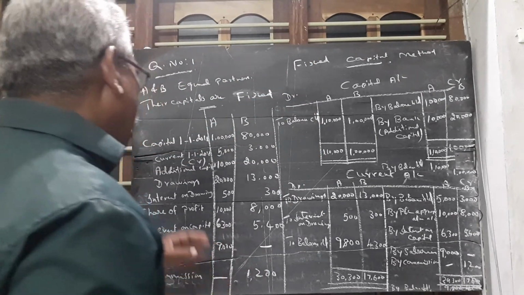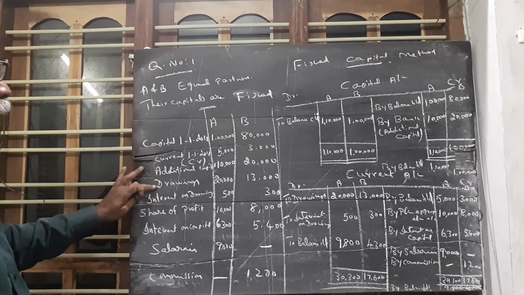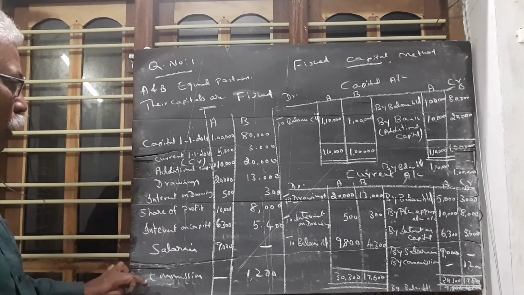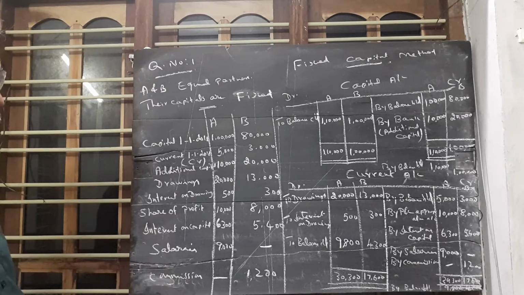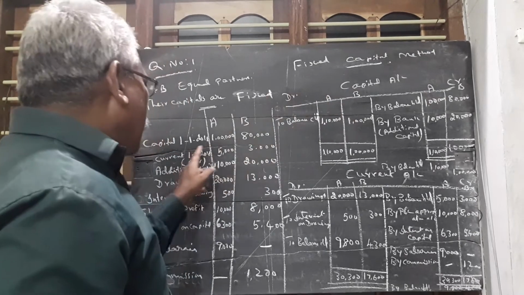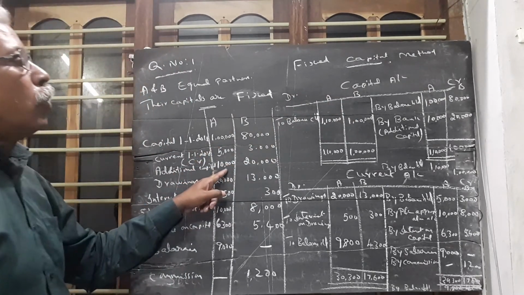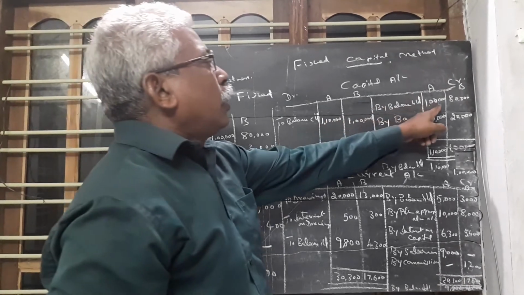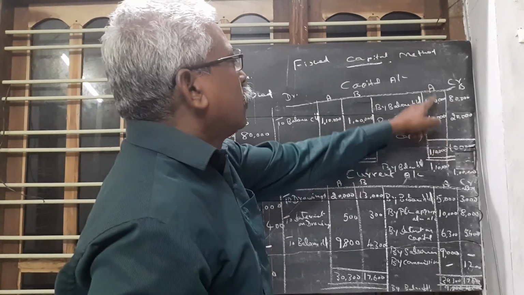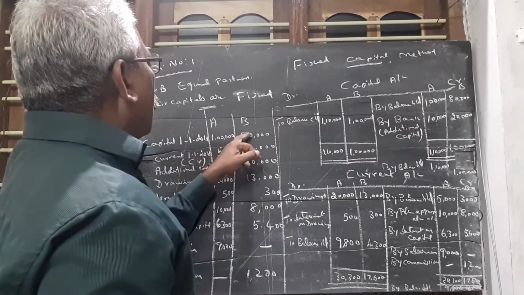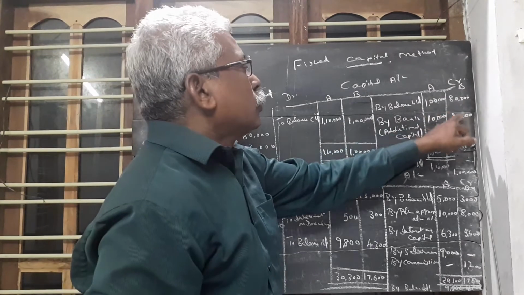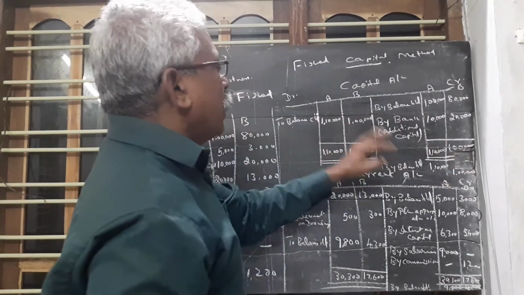Once again I explain: capital account, current account, additional capital, drawings, interest on drawings, share of profit, interest on capital, salaries, commission. These are all the information given in the question. If the capital is fixed, in the capital account only the initial capital and additional capital are entered. By balance brought down, initial capital 1 lakh, additional capital 10,000 in A's column. In B's column, original capital is 80,000, additional capital 20,000. We simply total it and the balance is entered.